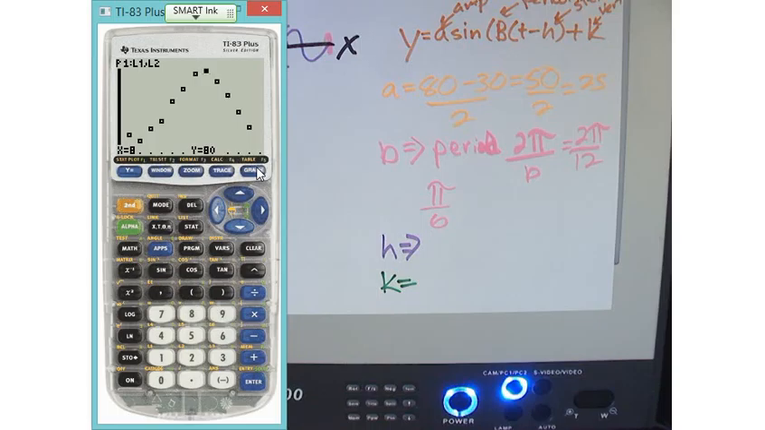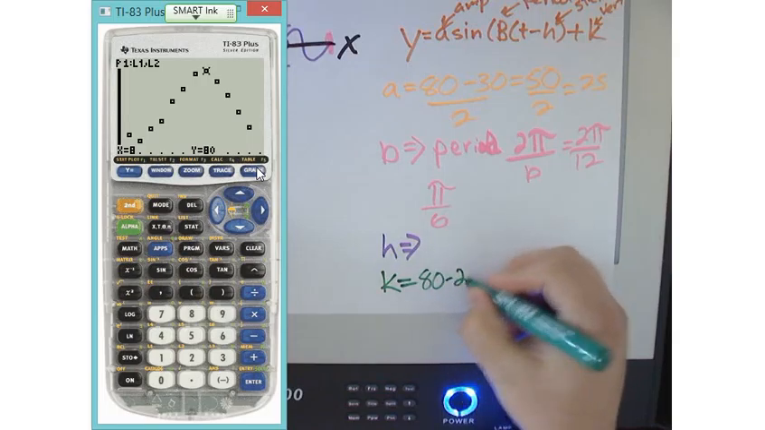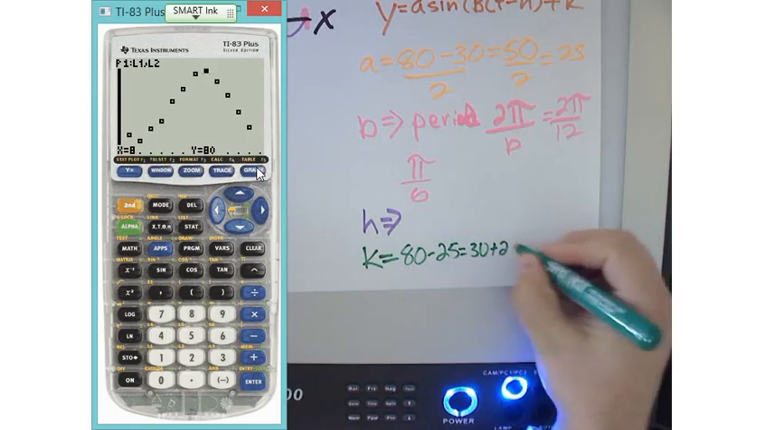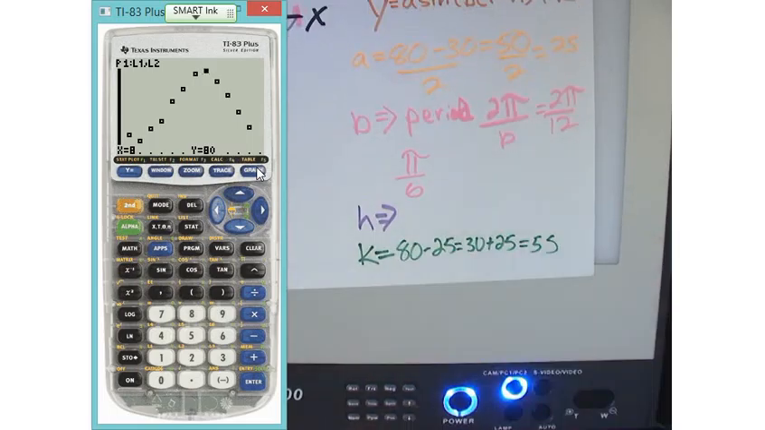So y equals a number. What number goes right through the middle of 30 and 80? And how'd you guys come up with that? 80 plus 30 divided by 2. Or 30 plus 25, same thing, that works too. You were close. You can do 80 plus 30 divided by 2. That's so much easier. So that goes right through the middle.